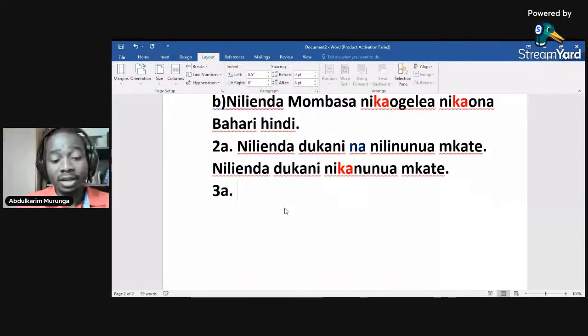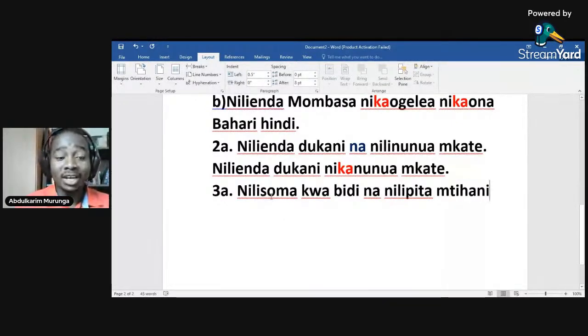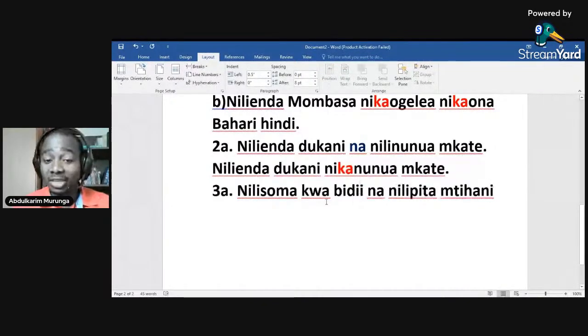I studied and passed the exam. So it's like this. Nilisoma. I studied hard. Nilisoma kwa bidii na nilipita mtihani. Two events are happening here. They are not present, but past. Two events happened in the past here. Nilisoma kwa bidii. I studied hard. Na nilipita mtihani. And I passed the exam.